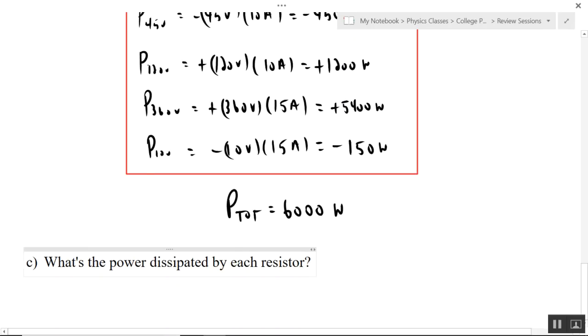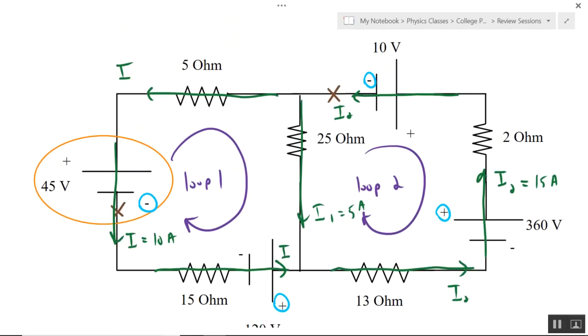Okay, I'm not going to do every resistor, but let me just pick a random resistor and see if anyone has an answer. Let me pick the 5 ohm. Does anyone know the power dissipated by the 5 ohm resistor? 500. Hold on. Yes. Okay, what about the 2 ohm resistor?